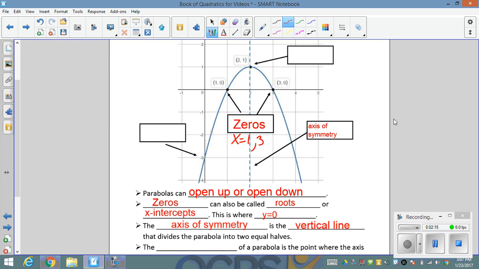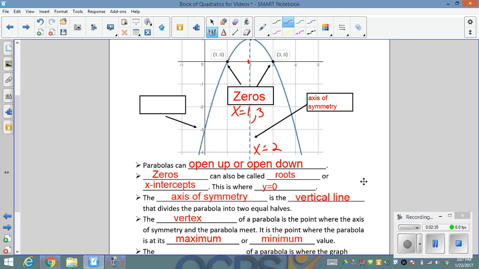In this case, since it's a vertical line, we're going to write an equation for that line. The equation of a vertical line is always x equals, and in this case the x value is 2. 1, 2. x equals 2 is the equation for our axis of symmetry.